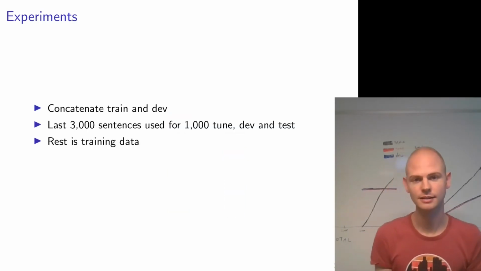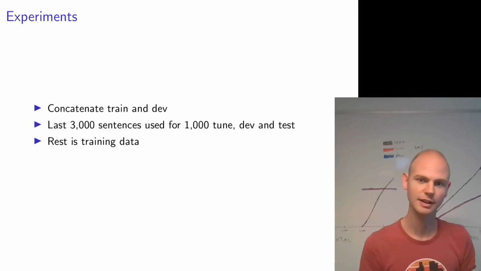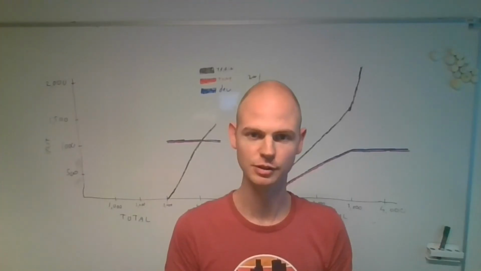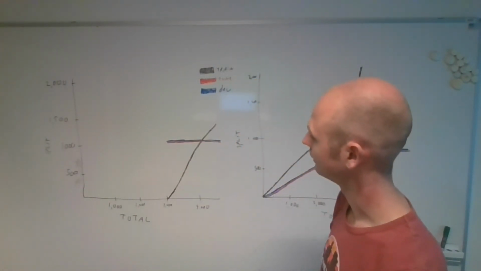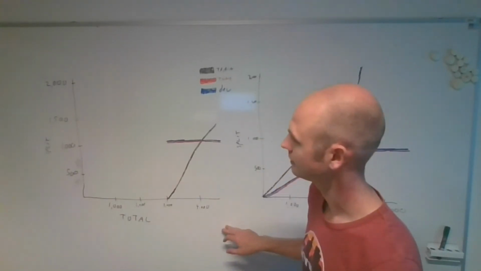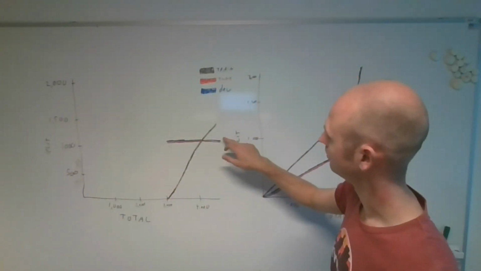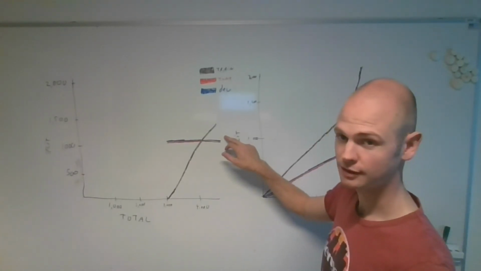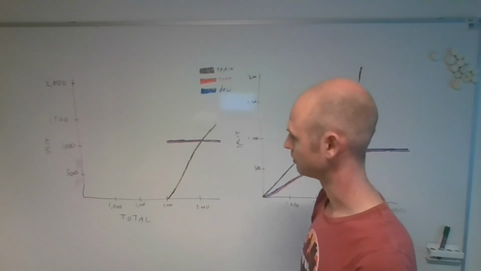I concatenated the train and the dev data, and from this I took the last 3,000 sentences and used 1,000 of these for tune, 1,000 for dev, 1,000 for test, and the rest was considered to be training data. This is shown in the graph here, where on the x-axis we have the total dataset size, and on the y-axis we have the size for each split. You can see that the tune and the dev, the red and the blue line here, are constant, and the train split size increases as the dataset becomes larger.